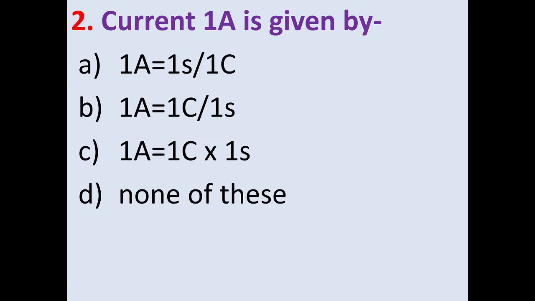Current 1 ampere is given by, we have electric current as rate of flow of charge. Current is equal to charge upon time. So 1 ampere is equal to 1 coulomb upon 1 second.